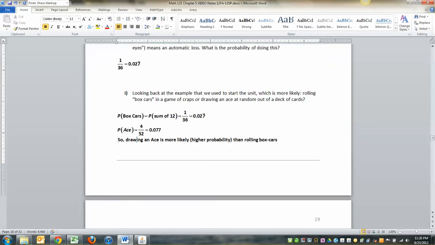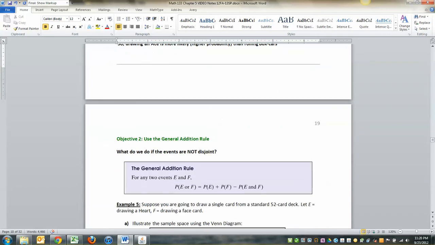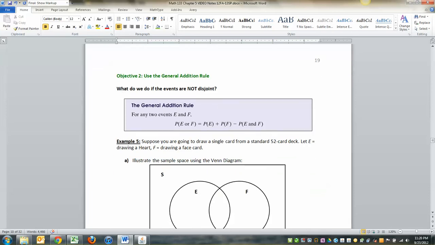All right, we're all done with that. I will meet you back here for the general addition rule, which is how to deal with things when they're not disjoint. See you then.